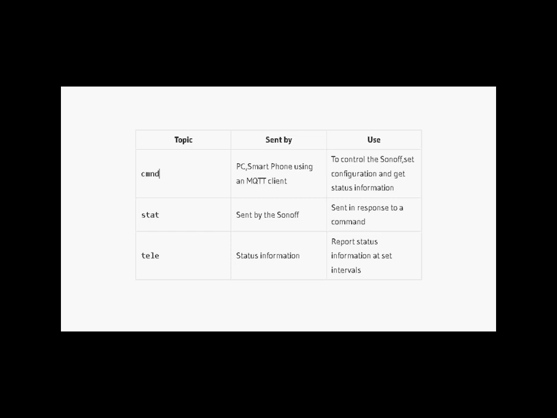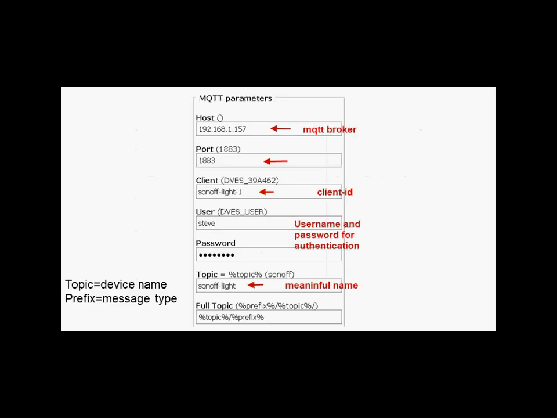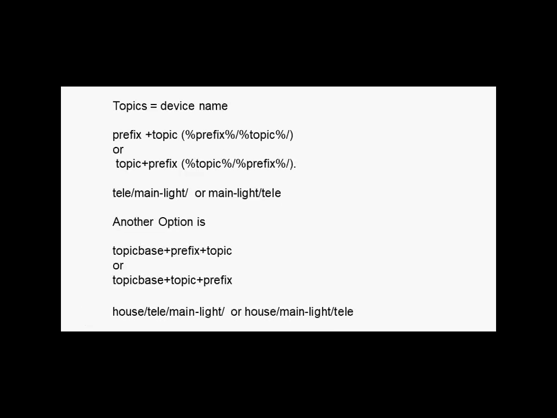If you just go back to this screen, if we've got a command message type, we'd have sun off light slash command, and if we've got tele, we'd have sun off light slash tele. So that's the basic structure. I've listed the options here. So we've got prefix plus topic, so it would look like this. An example is tele main light or main light tele, depending on which way around you have it.